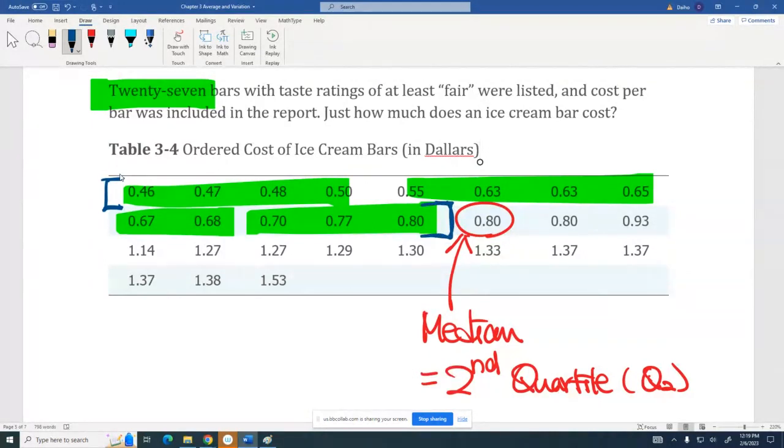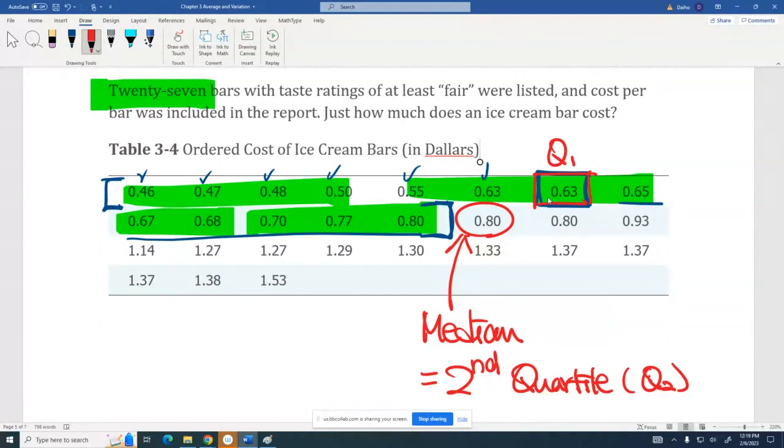Another odd number. The sixth, seventh, and the other six, right? So 1, 2, 3, 4, 5, and 6, seventh, and the other six. Who will be the other median? The second 0.63. Who is this? The first quartile. It will be the first quartile.